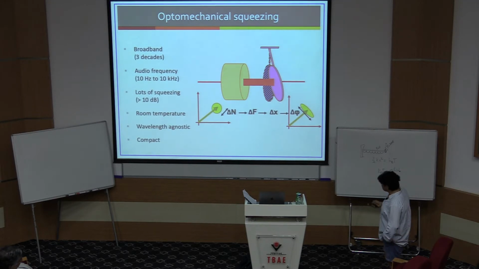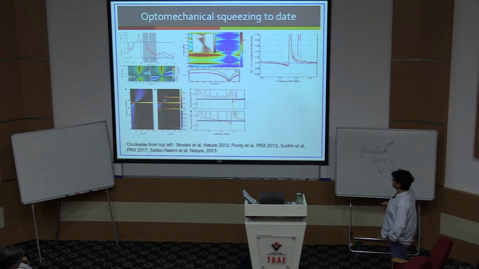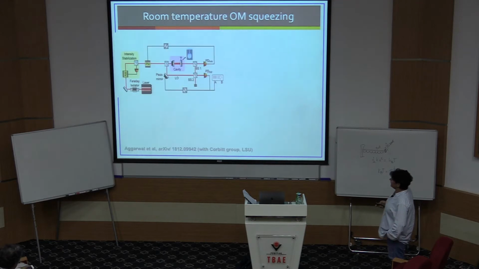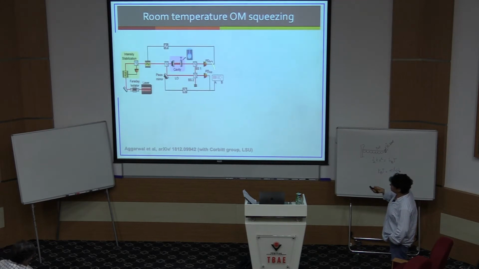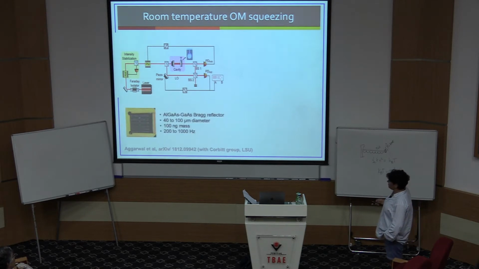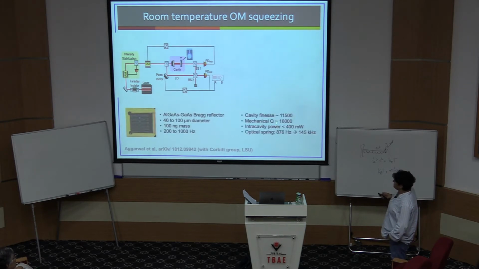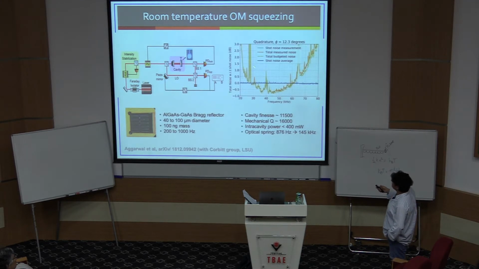So we took that same experiment I showed you where we saw the QRPN, and we changed how we do the readout because measuring squeezing is a little different. Same reflector. Here were the cavity parameters. You can see that the cavity has a high finesse. It has a finesse of about 11,000, the mechanical Q, et cetera. And here is the optomechanical squeezing.